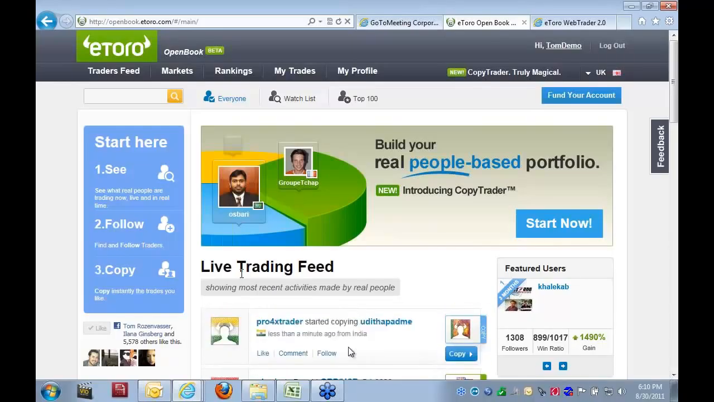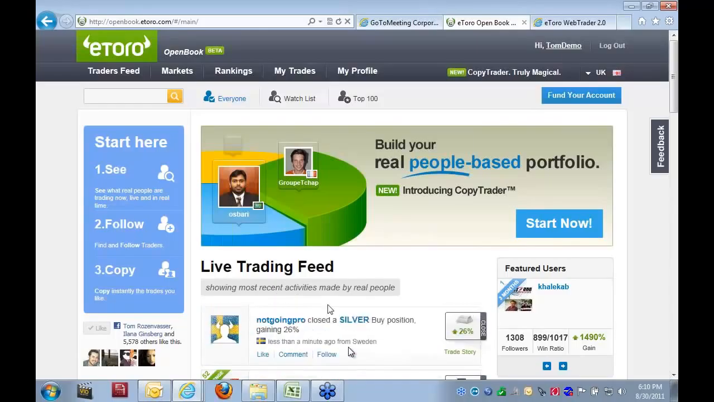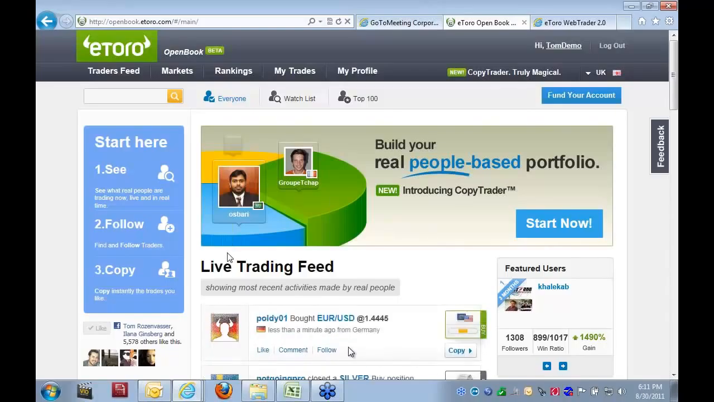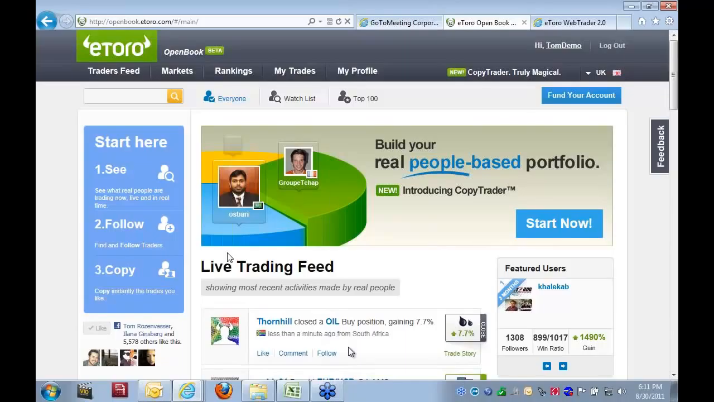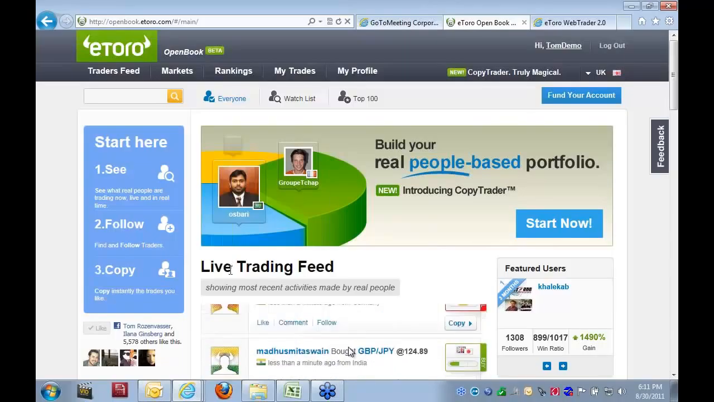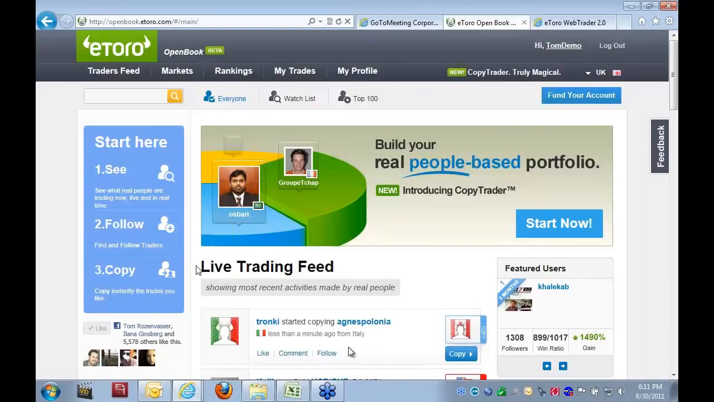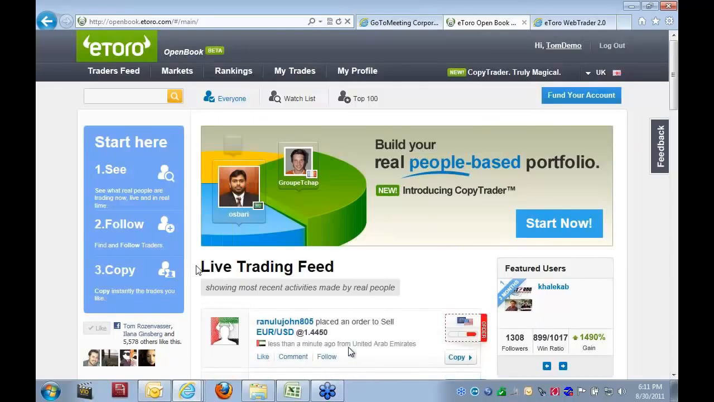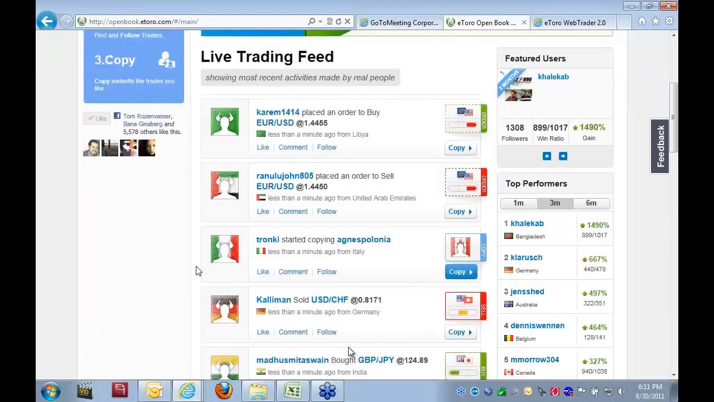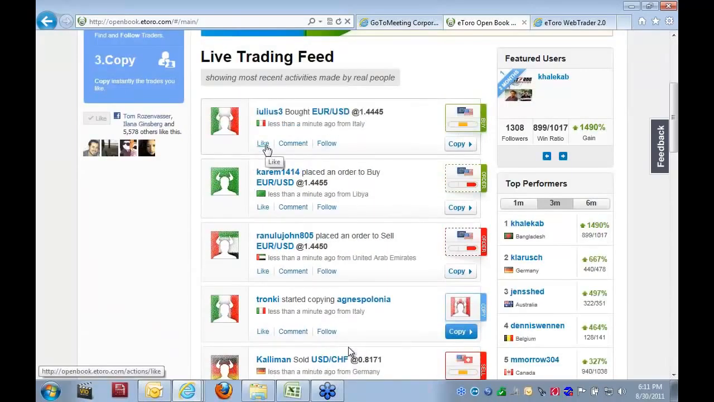Let's continue. So what can we see, as I said in the beginning, see? What we're seeing here is a live trading feed, all showing most recent activities made by real people. That's pretty much self-explanatory. That means that all the positions that are open in eToro are shown here. Okay, so I can also see another thing, and that is that this trading platform does not resemble any other trading platform. Forget about those complicated charts, those weary formulas. That doesn't appear here. If anything, this looks more like a social network that we all know and are familiar with. You can like, you can comment, okay? Very much like these social networks.